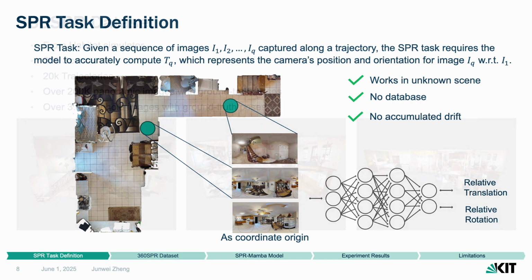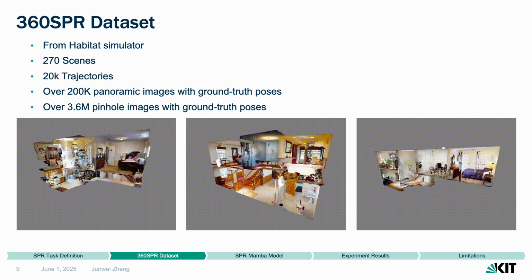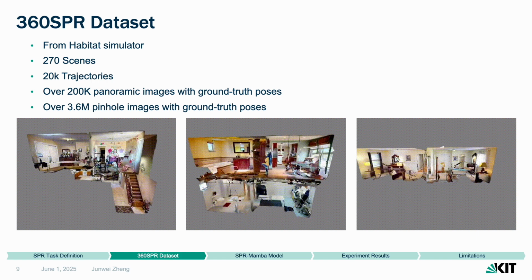Besides the novel paradigm, we also create a large-scale panoramic visual localization dataset termed 360 SPR for the SPR task. 360 SPR encompasses 200K panoramas with ground truth poses among 270 scenes.